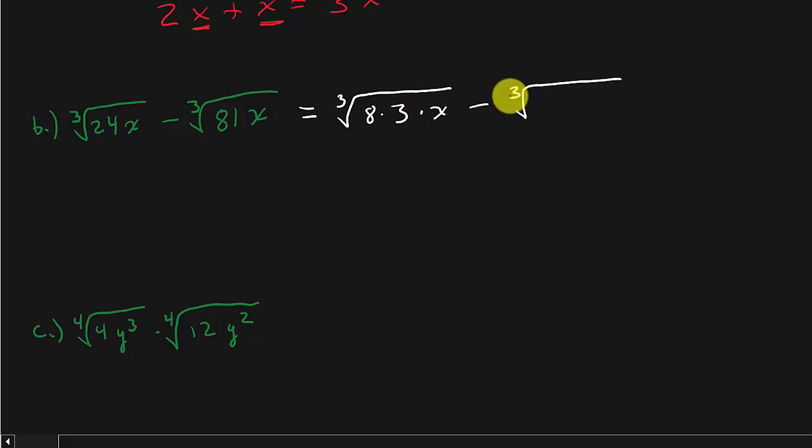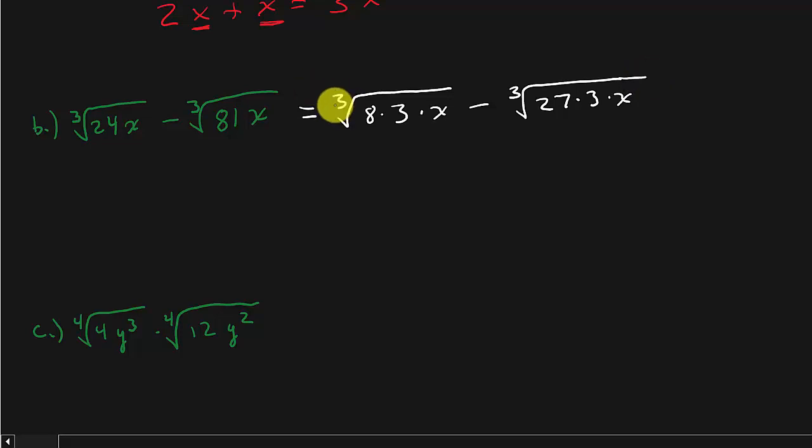Minus, and then I've got cube root. Let's see, 81 is what? 27 times 3. 27's a perfect cube. And I can't remember if I said 8 is a perfect square or not. It's a perfect cube is what I meant if I did say squared. Okay.